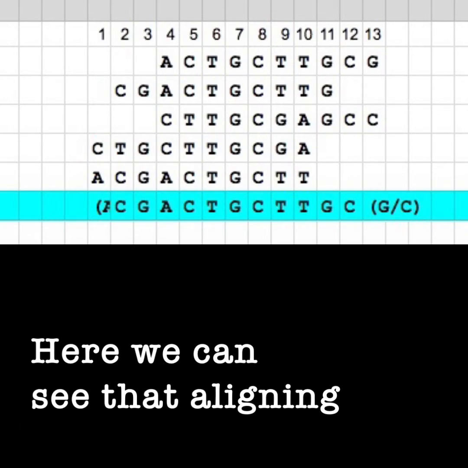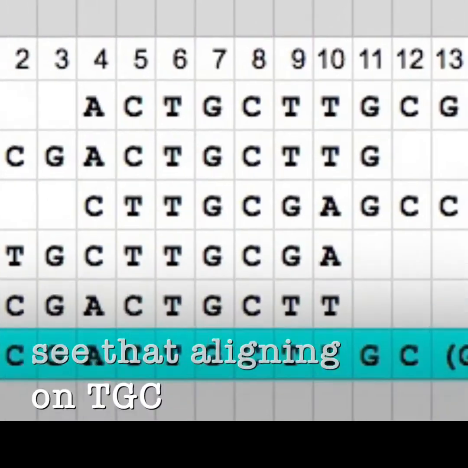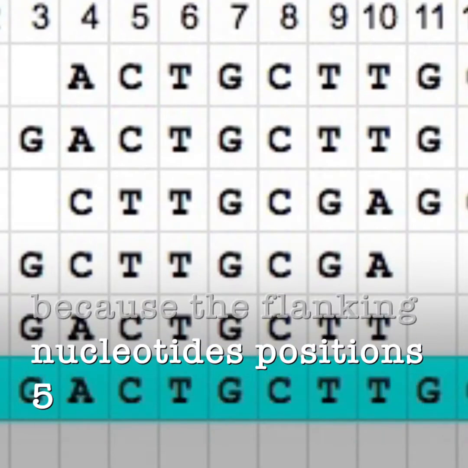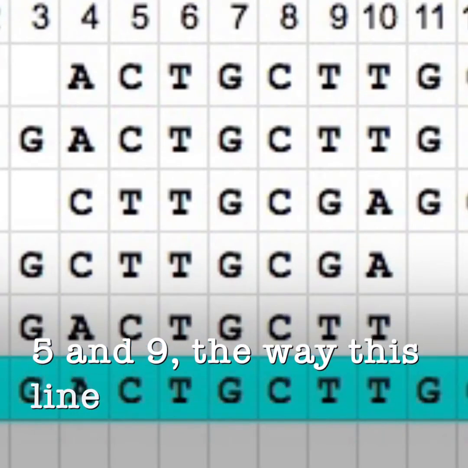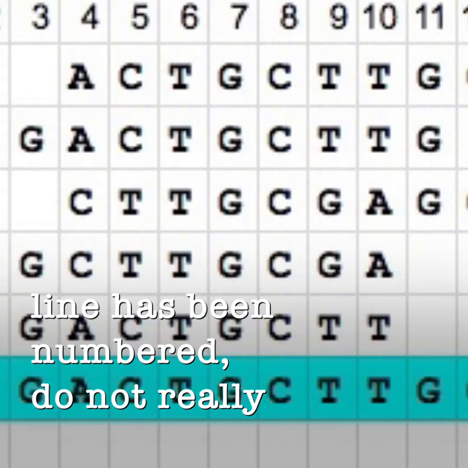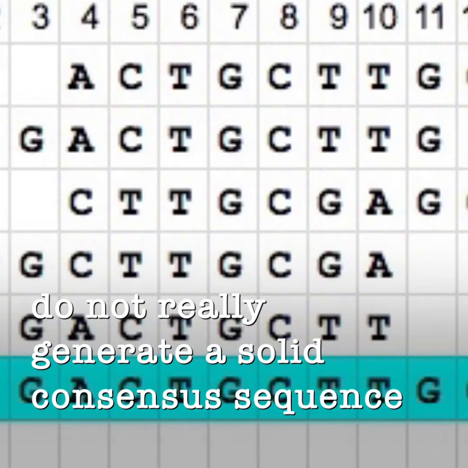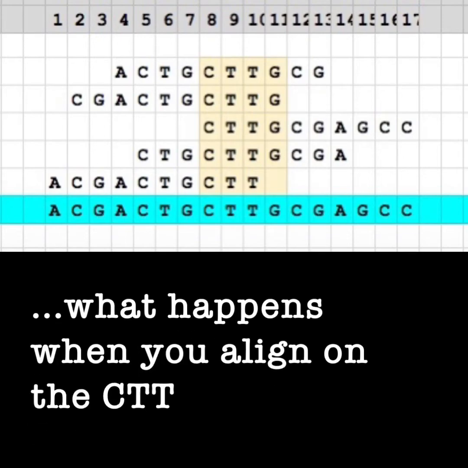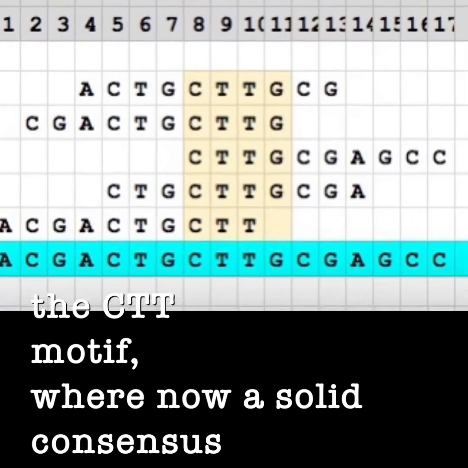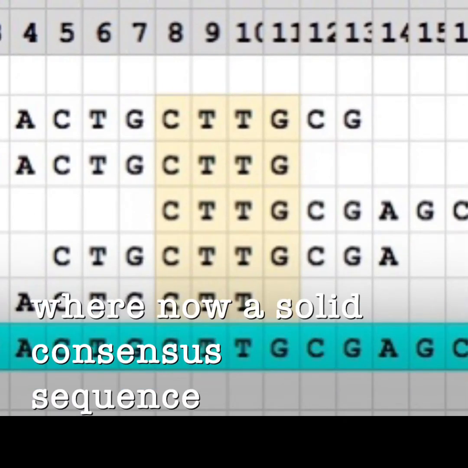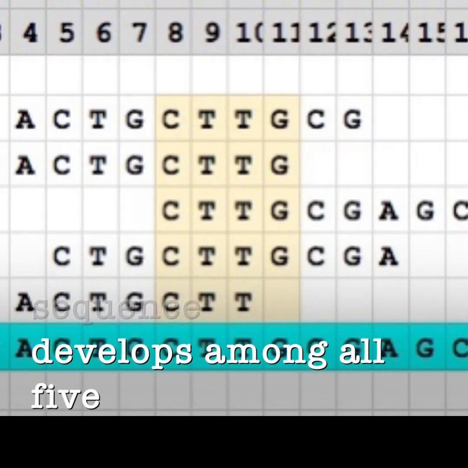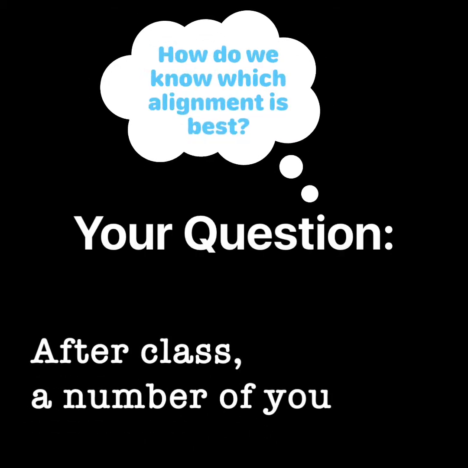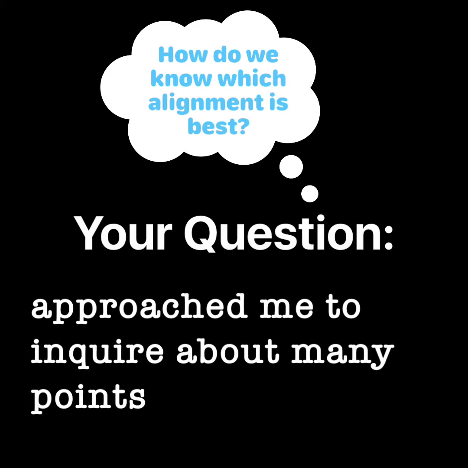Here we can see that aligning on TGC is not as good because the flanking nucleotides, positions 5 and 9, the way this alignment has been numbered, do not really generate a solid consensus sequence compared to what happens when you align on the CTT motif, where now a solid consensus sequence develops among all 5 of the sequences we're trying to align.